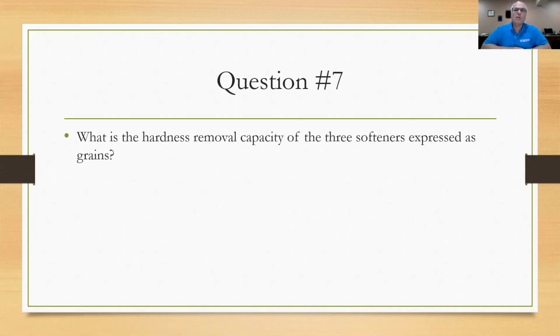What's the hardness removal capacity of the 3 softeners expressed as grains? And now we're getting into the heart of some of these questions. Typically, this is the biggest job that the operator would have to do on shift at the water treatment plant for ion exchanges. You gotta know how long they can run their softeners. And this is the first part of figuring that out. What's the capacity to remove material before you run to exhaustion?